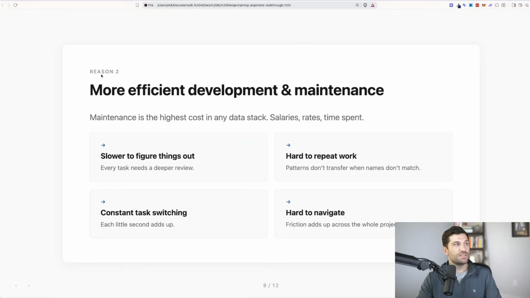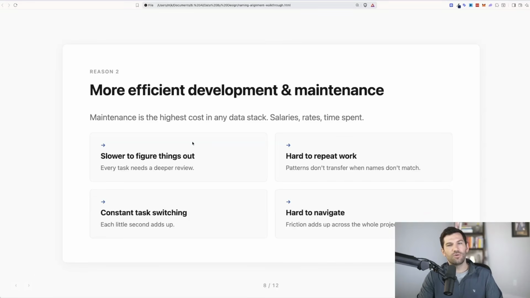Speaking of efficiency, this is reason number two, and I think this is probably the biggest one. Maintenance is the highest cost in any data stack. It's a lot easier to get fixated on the cost of individual licenses, tools, and whatnot. And of course, those are important. You can't overlook those. But the actual cost most of the time is higher for individuals on the team. So unless you work for free, then I guess this doesn't apply to you. But for most people, they have salaries or they have contracted rates if you're a consultant or some sort of third party support. The time you spend on that has a very real cost. And so all of the time that you're spending trying to figure out these conventions is time that costs very real money.